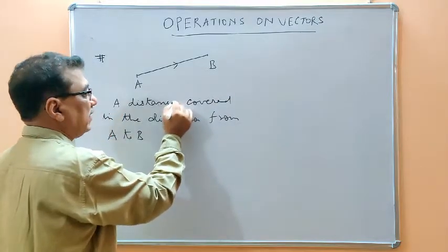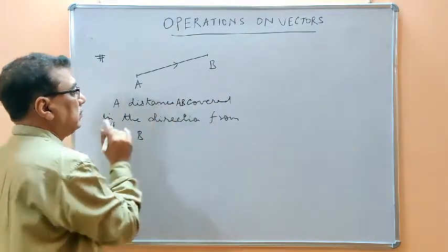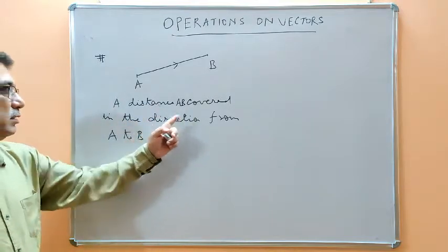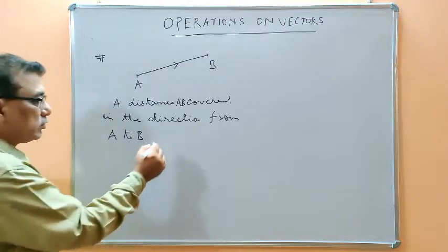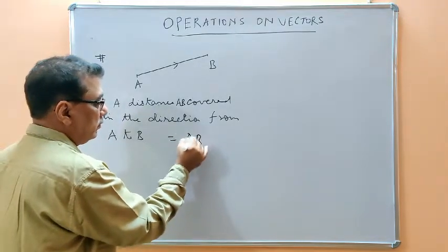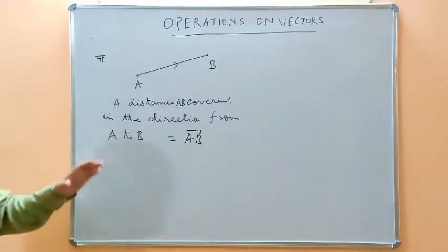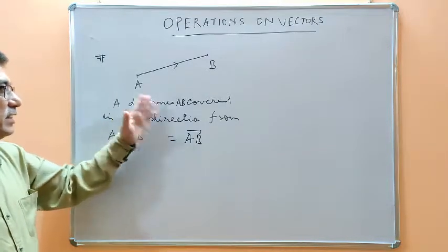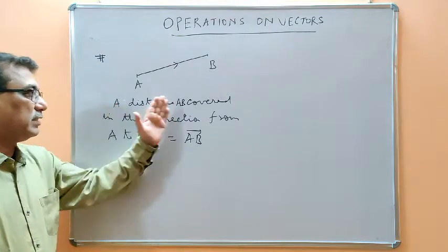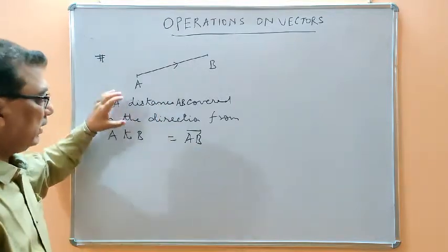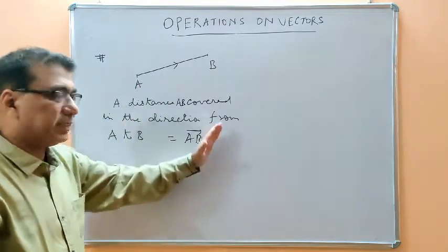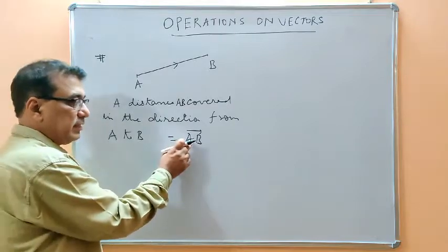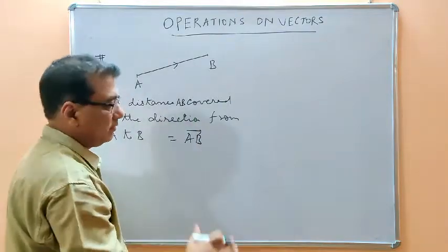A distance, we can say that a distance AB covered in the direction from A to B is called vector AB. Okay. So this type of concept or this type of physical condition is a case of displacement, because we have a distance covered but in a particular direction. So this represents a displacement. So a vector represents displacement. Clear?